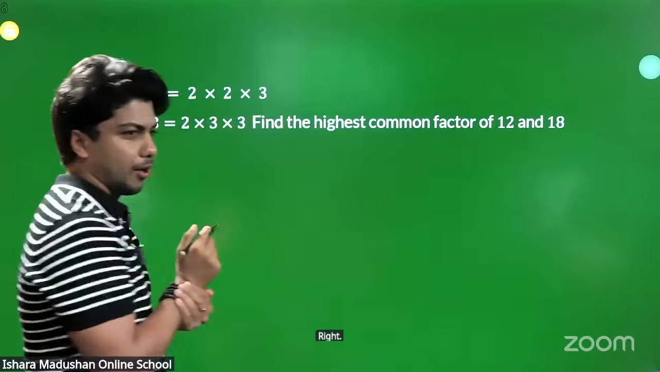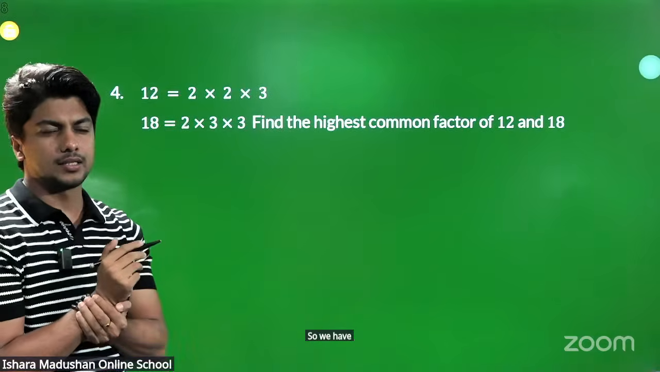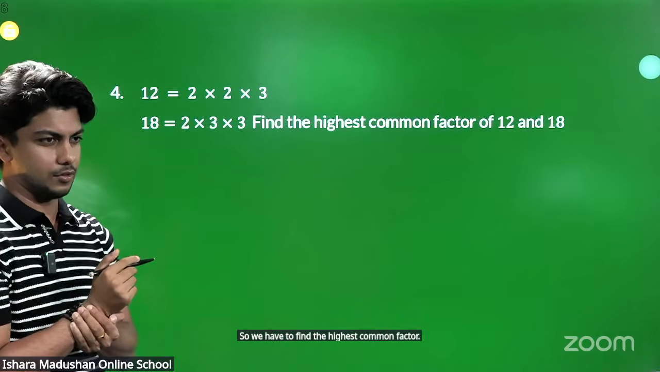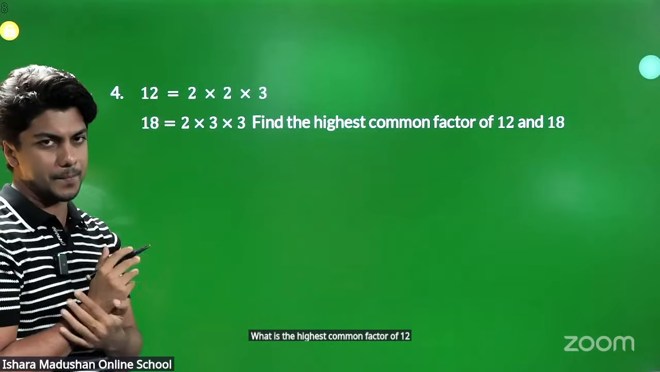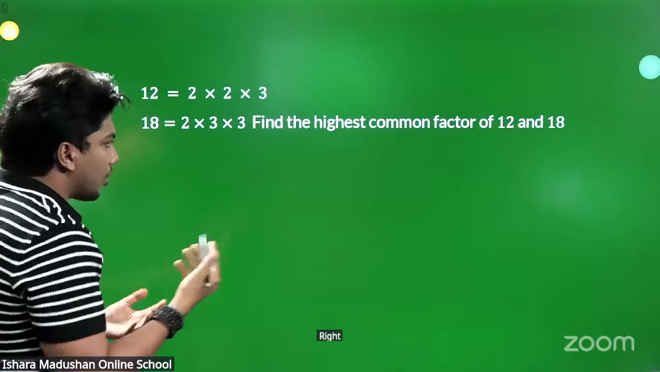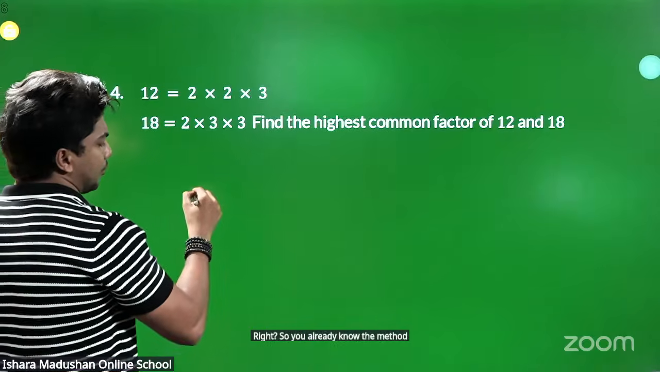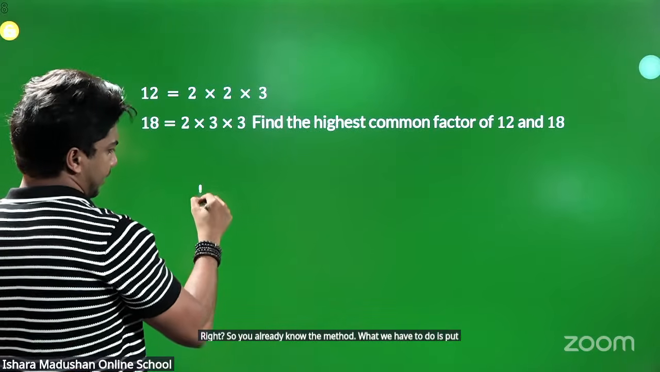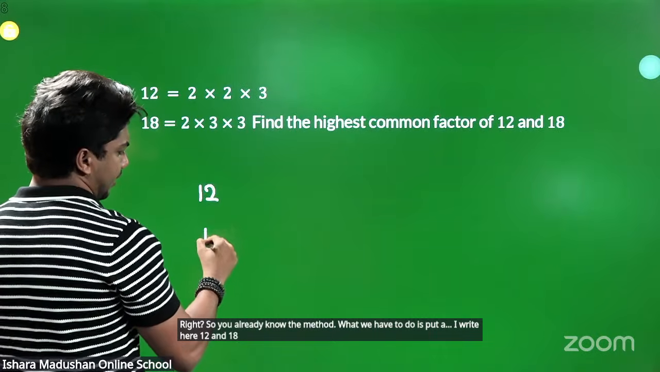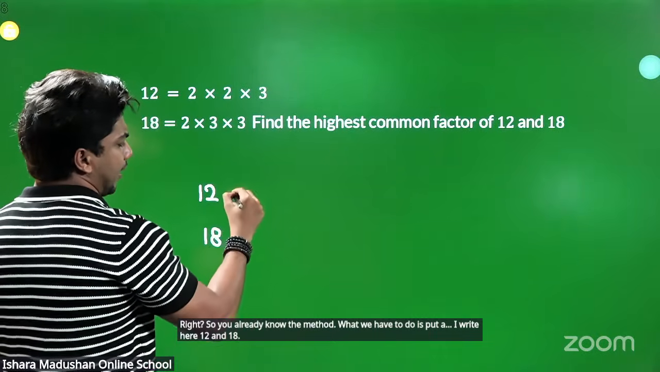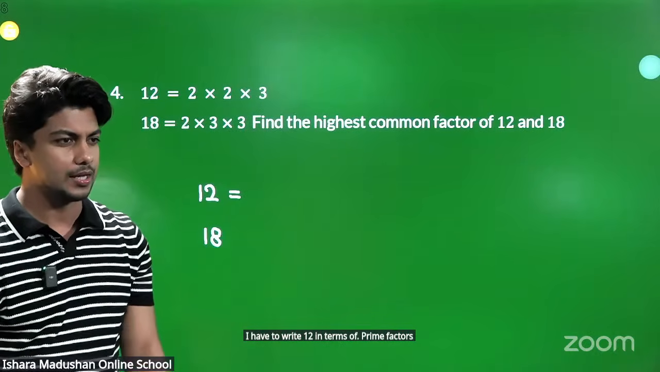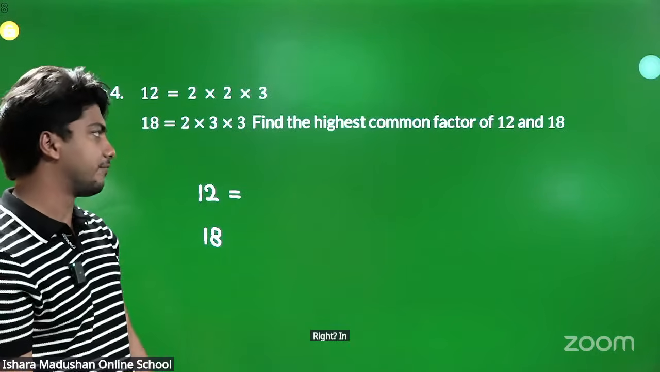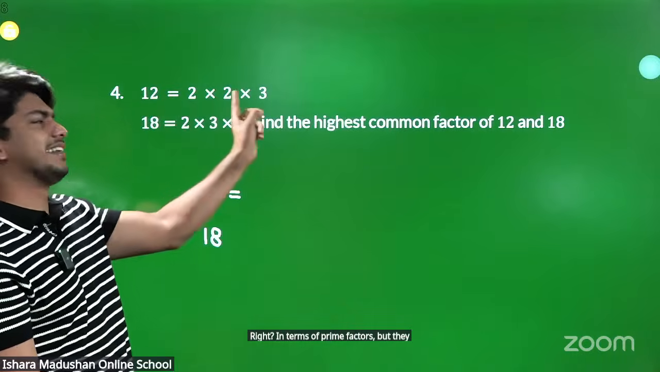Let's go to this problem. So we have to find the highest common factor. What is the highest common factor of 12 and 18? So you already know the method. What we have to do is I write here 12 and 18. I have to write 12 in terms of prime factors, but they have already written it.